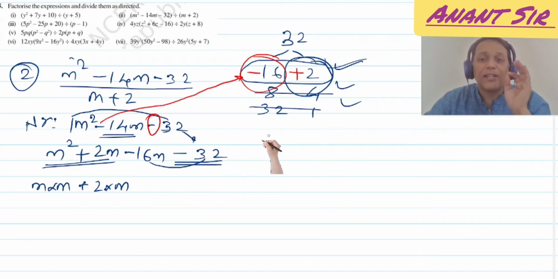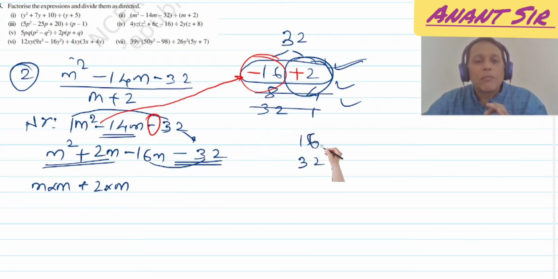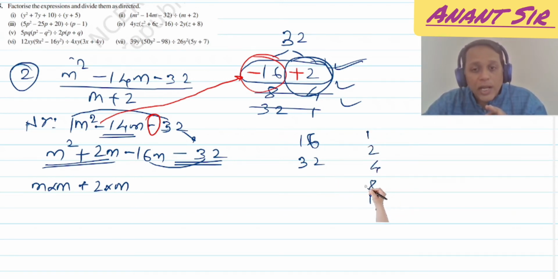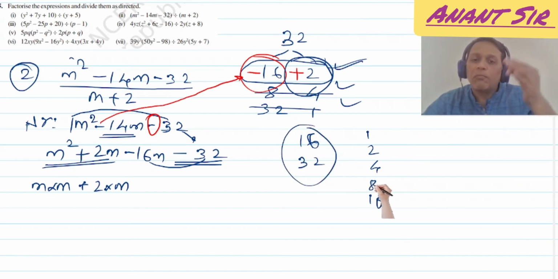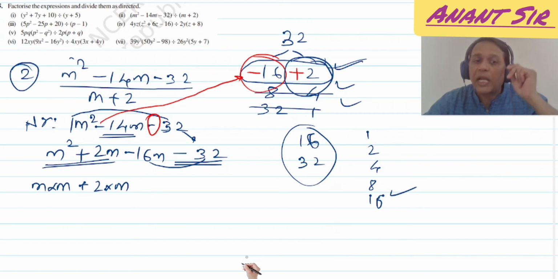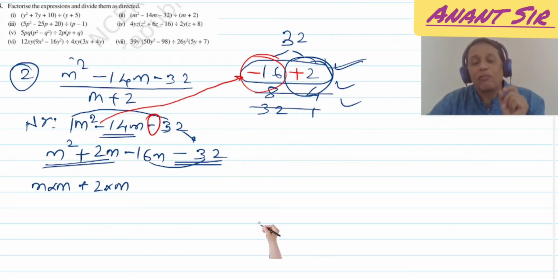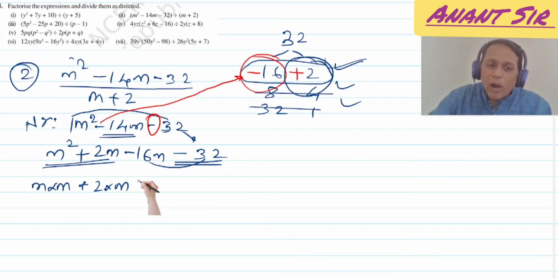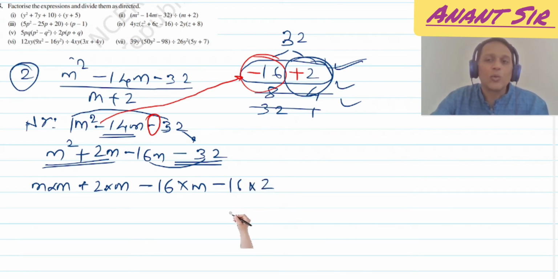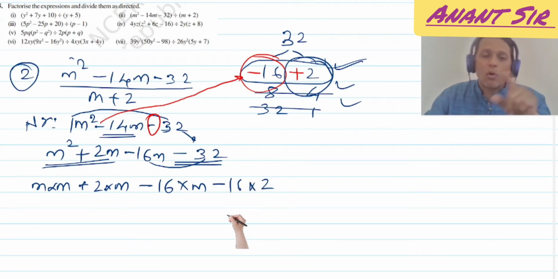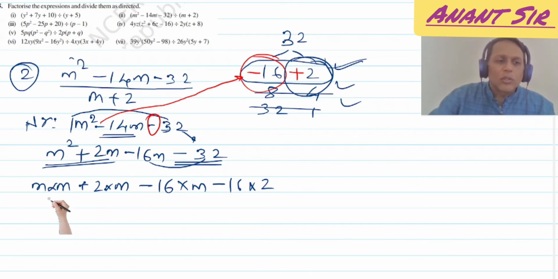Now 16 and 32, both numbers are divisible by 1, 2, 4, 8 and 16. So what is the greatest number which divides both of these numbers? 16. This is where many students make a mistake. They use the table of 4 or 8 and then they don't get the same bracket, which they should always get. So we have to use the greatest table, 16 into m and 32 as 16 into 2. We cannot use the table of 4 or 8 or any other table.